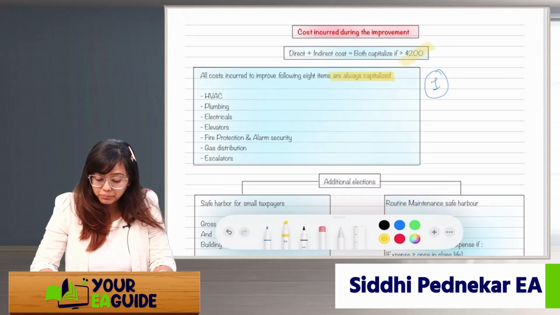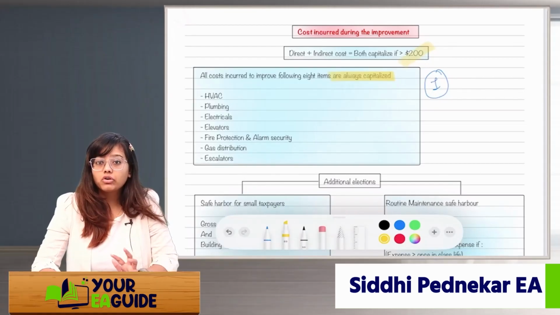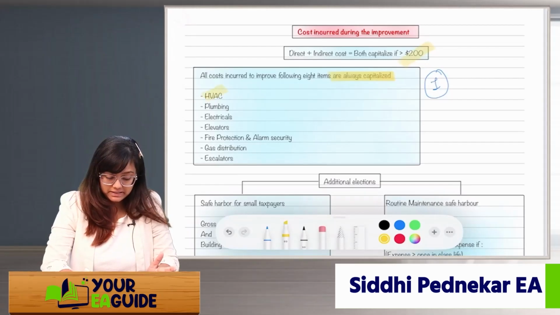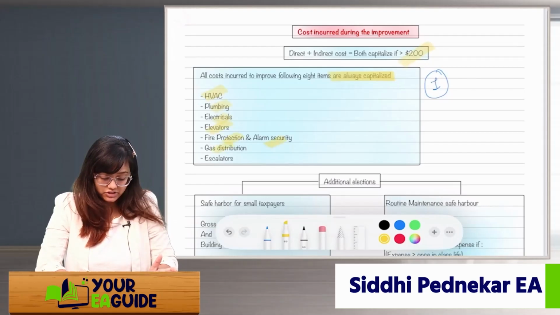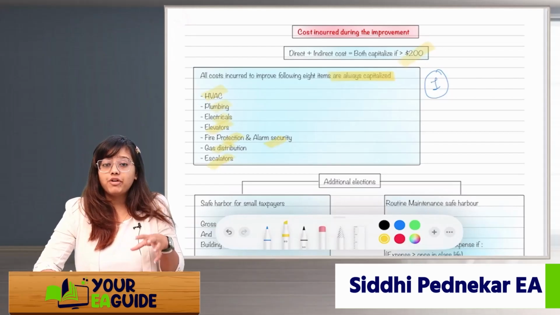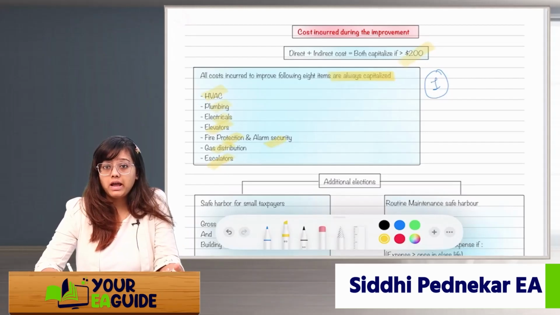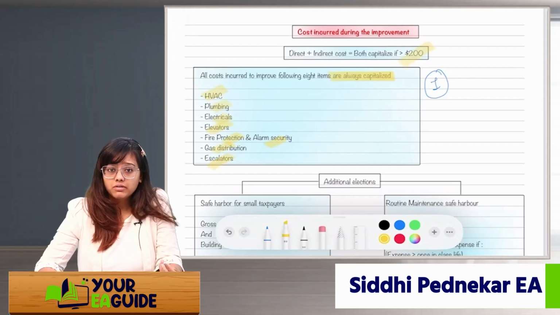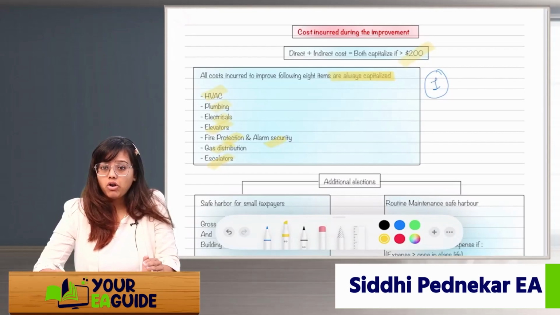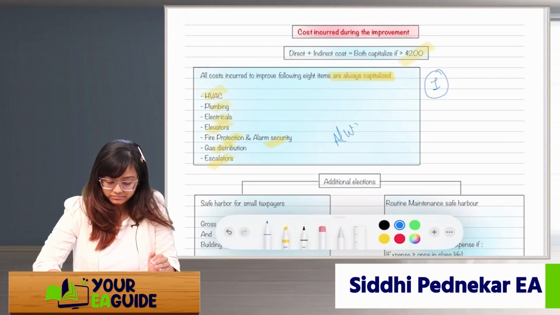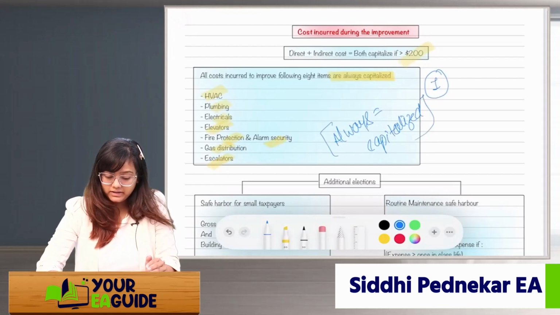If you have made improvements or added items such as HVAC, plumbing, electricals, elevators, fire protection and alarm securities, gas distribution and escalators in your business property or in your rental property, then whatever the amount is, maybe it's $5 or $200, $2,000, 2 lakh, whatever amount, it will always be capitalized. Always capitalize. Remember this thing. All right.